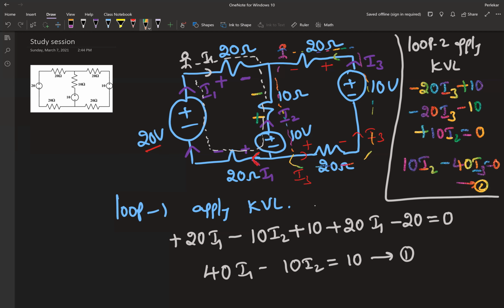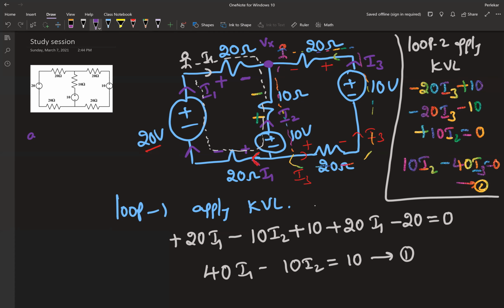Now I have two equations, but three unknowns: I1, I2, I3. So I need to come up with a third equation. To get the third equation, I need to apply KCL at one of the essential nodes. An essential node is nothing but where more than two elements are connected. So if you look at this essential node here, can you guys tell me what currents are coming in and what currents are going out?